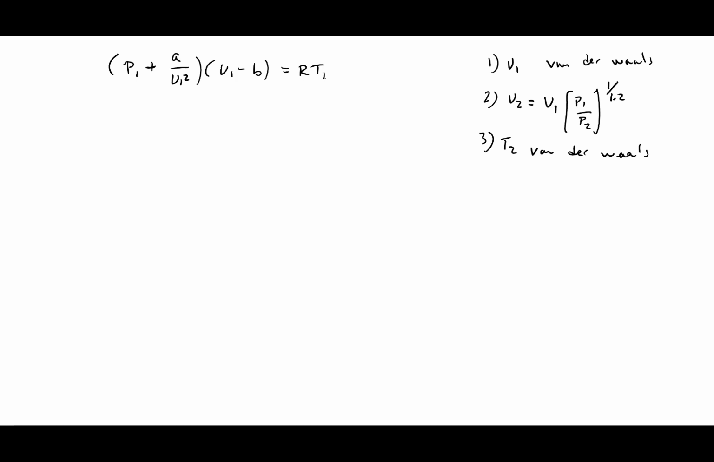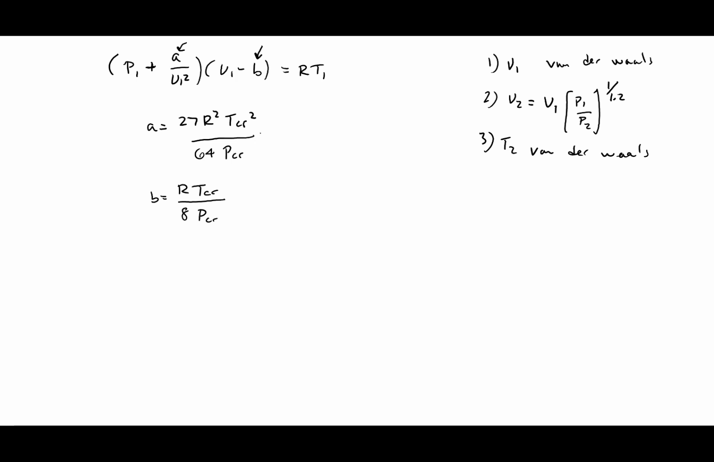So then we have these two constants, A and B, so we need to calculate those. A is equal to 27 R squared, where R is the gas constant, multiplied by the critical temperature squared, divided by 64 multiplied by the critical pressure. And B is equal to the gas constant multiplied by the critical temperature divided by 8 multiplied by the critical pressure.